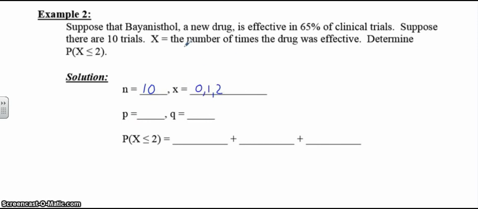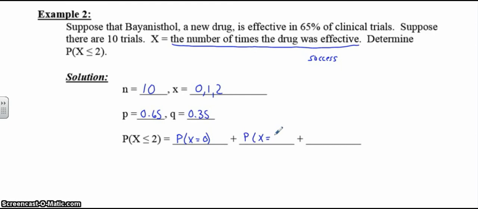P is the probability of success. Remember, whatever X is, that's your success. So the probability that the drug was effective is 0.65, which means the probability that it's not effective is 0.35, because those two things have to add up to 100% or 1. So that means we need the probability of no successes plus the probability of one success plus the probability of 2 successes.